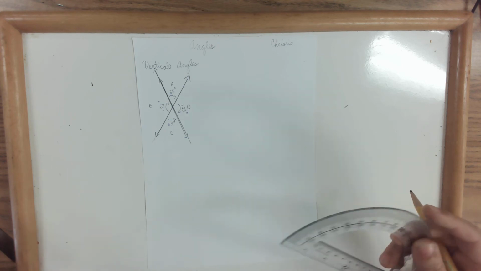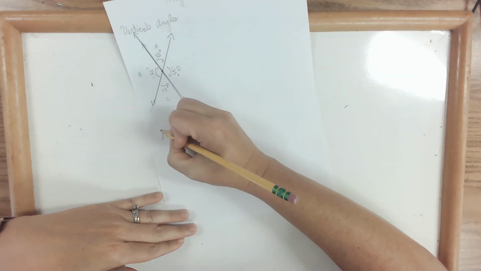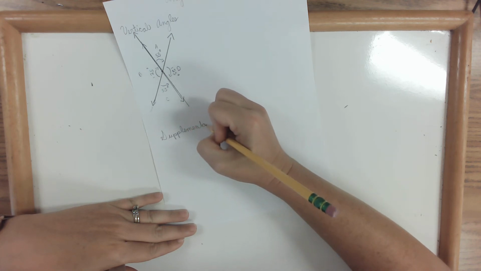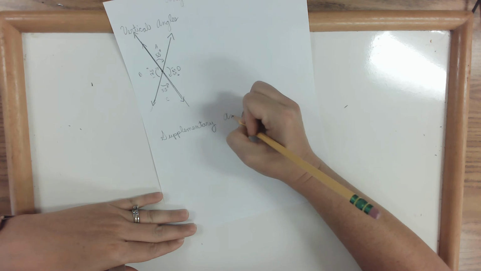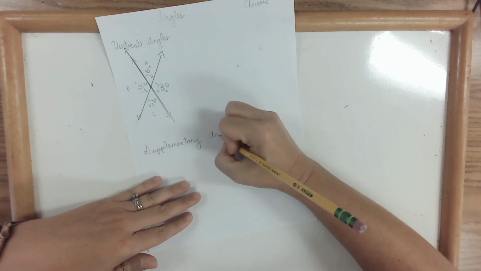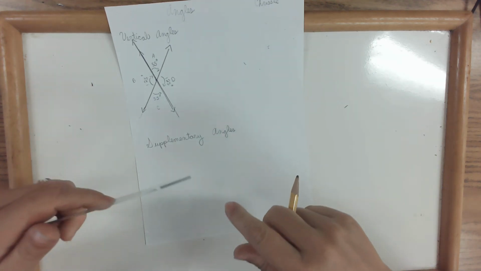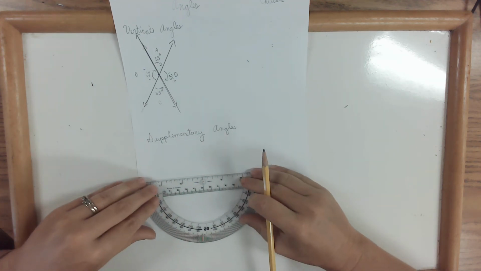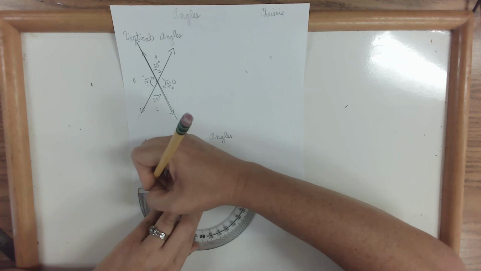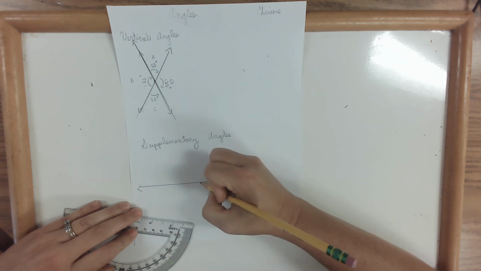Now, to draw supplementary angles, I'll come down here for supplementary angles. Now remember, supplementary angles are two angles that add up to 180 degrees to make a straight line. So to make it easy on yourselves, the first thing I would do is make my straight line so I know where my 180 degrees is. And we'll make this one nice and long so we know the protractor works. And I'll put this right in here.